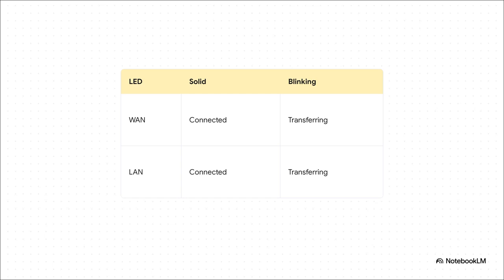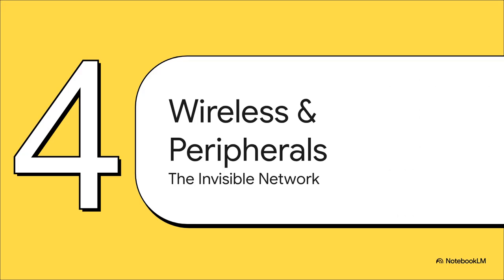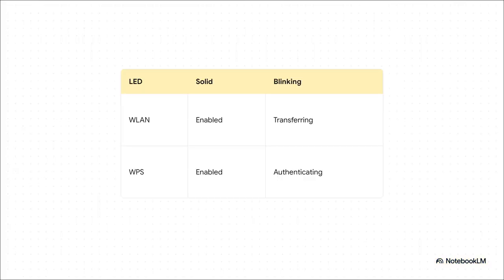Blinking means data is flowing to that specific device. Simple as that. Section 4. Wireless and peripherals, the invisible network. Shifting over to wireless, the WAN light tells us your Wi-Fi is broadcasting, while the WPS light has a very specific blinking state that lasts for about 2 minutes while it authenticates a new client device.